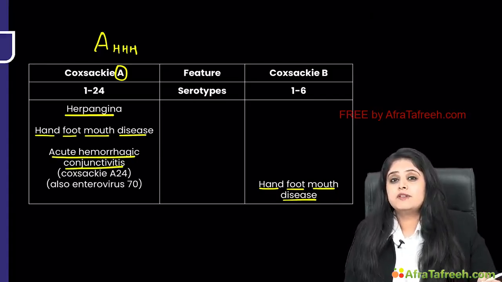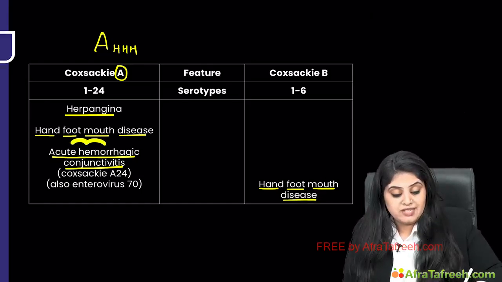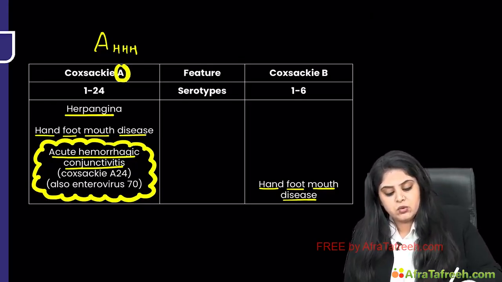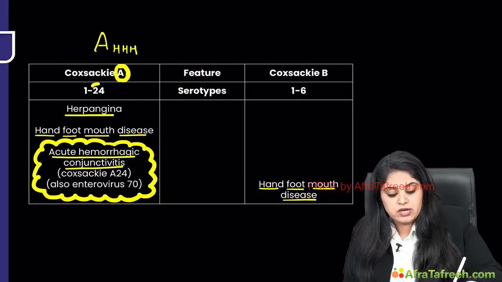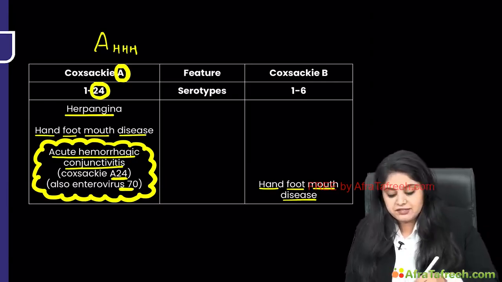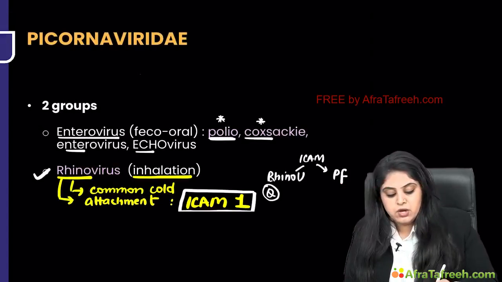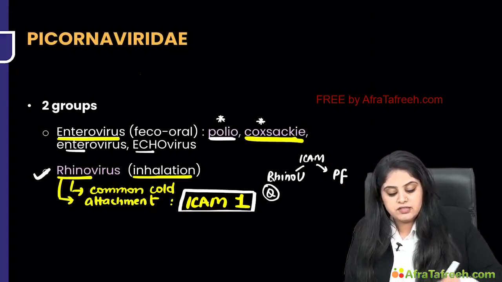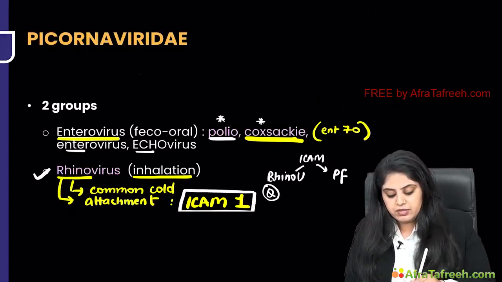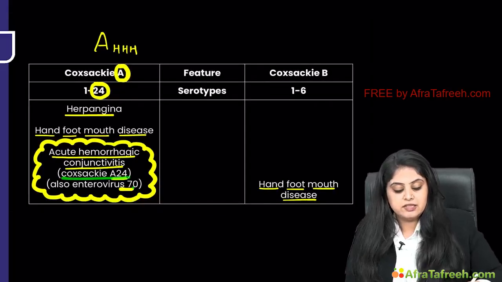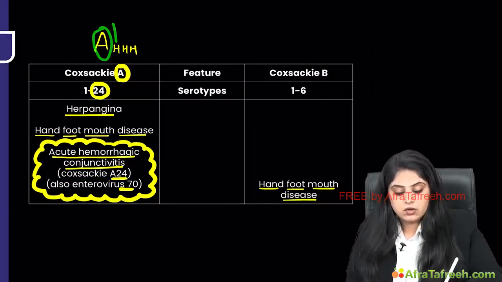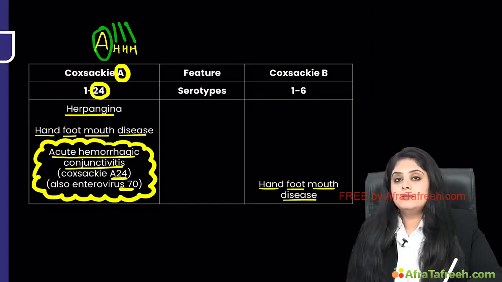Acute hemorrhagic conjunctivitis. They ask you this question. Don't take this question lightly. Acute hemorrhagic conjunctivitis is caused by Coxsackie A, okay, but they ask you which Coxsackie A. The last one, that is Coxsackie A24, which is also known as enterovirus 70, because do you remember, I told you Coxsackie is actually an enterovirus. So which enterovirus can it be? Enterovirus 70 is very, very important. That is Coxsackie A24, and this causes acute hemorrhagic conjunctivitis. Repeating, Coxsackie A causes herpangina, hand-foot-mouth disease, and acute hemorrhagic conjunctivitis.